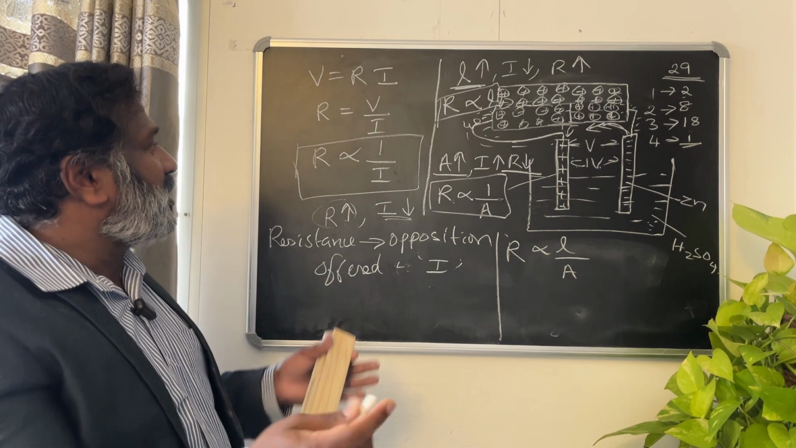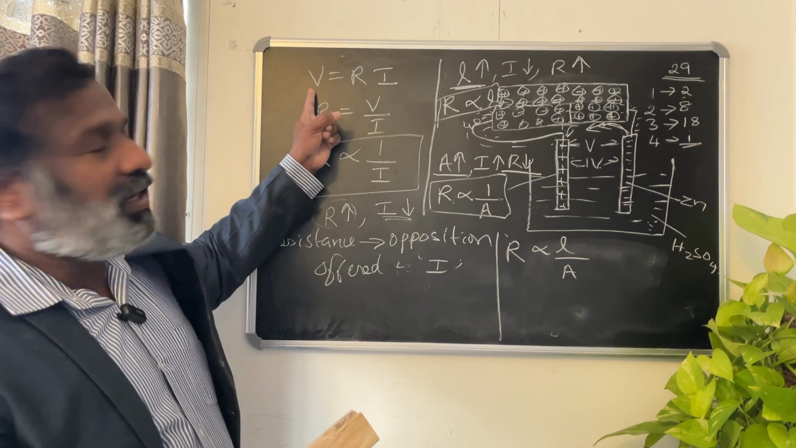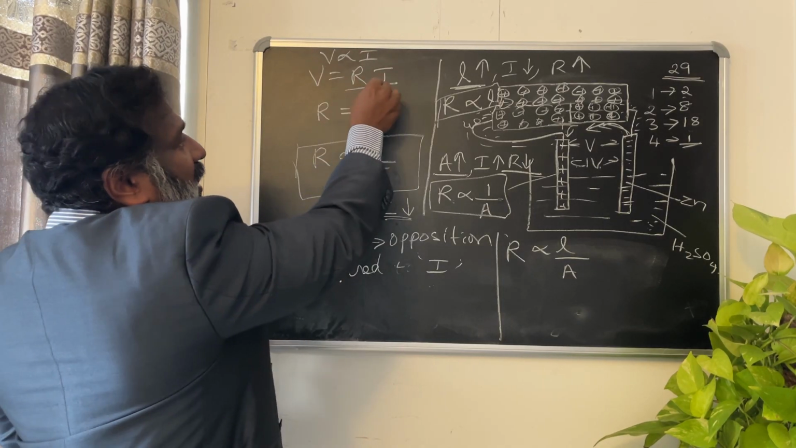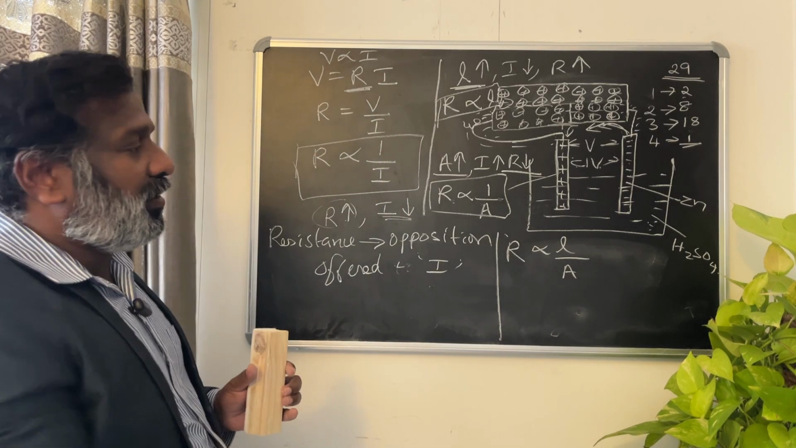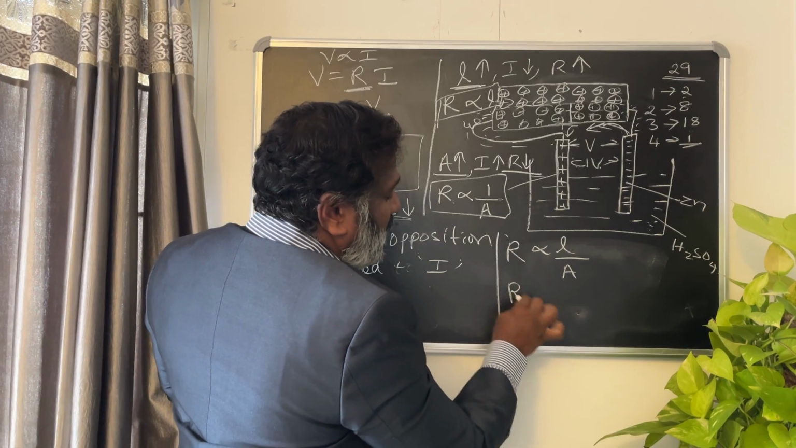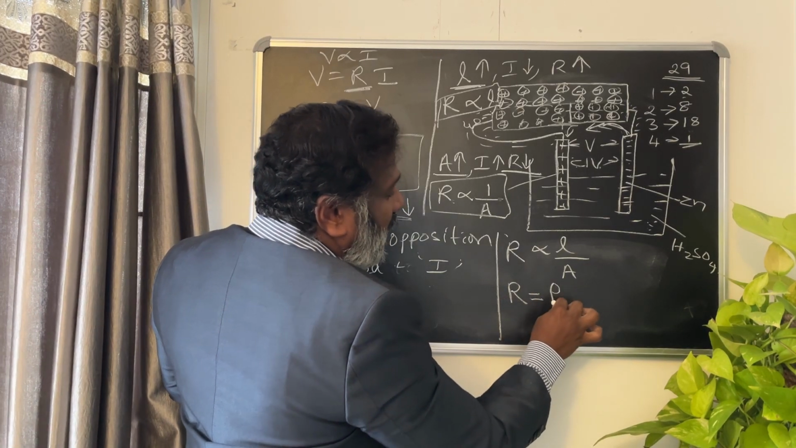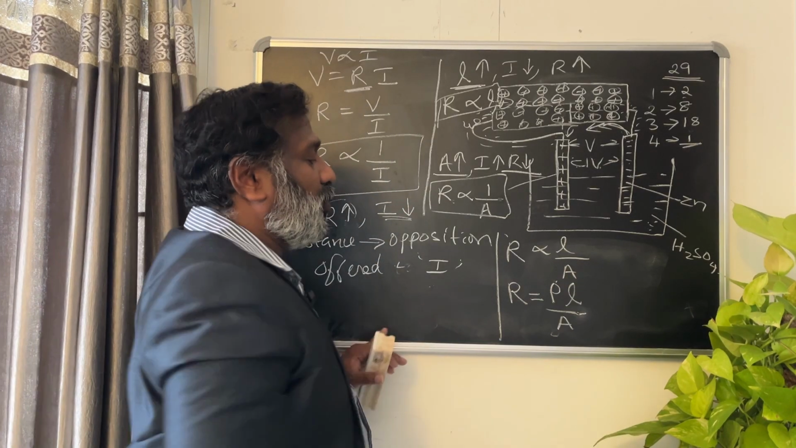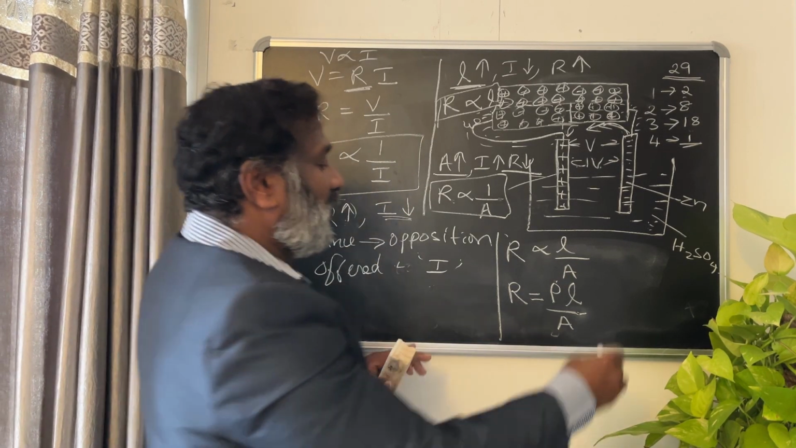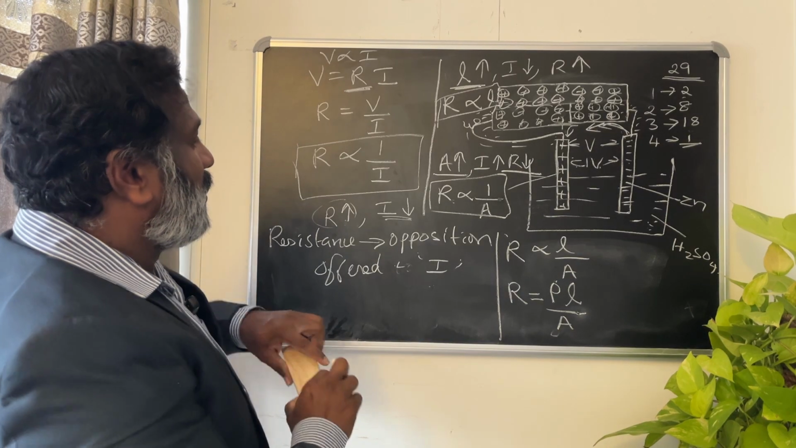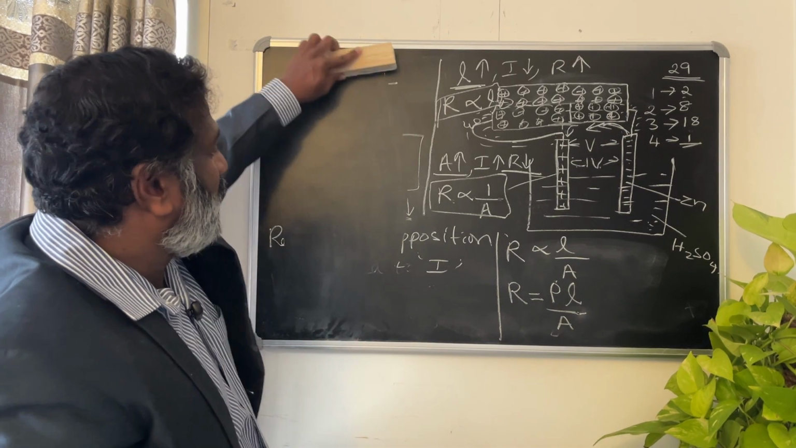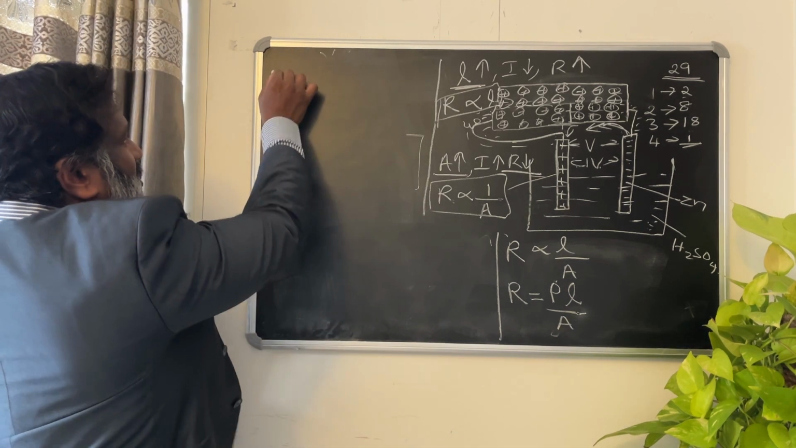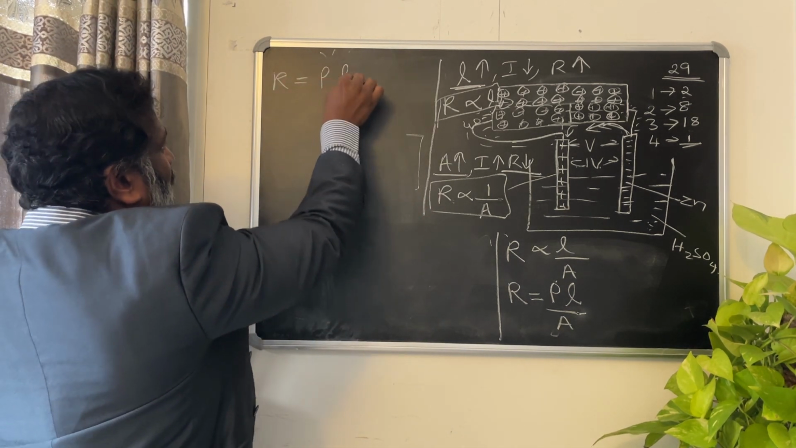How to make it as an equation? Earlier V proportional to current. To make it as an equation, we added a proportionality constant R. Here also we have to add a proportionality constant, and the proportionality constant added is rho. Rho is the proportionality constant. Okay, so resistance is rho L by A. So what is the formula to calculate resistance? R equal to rho L by A.